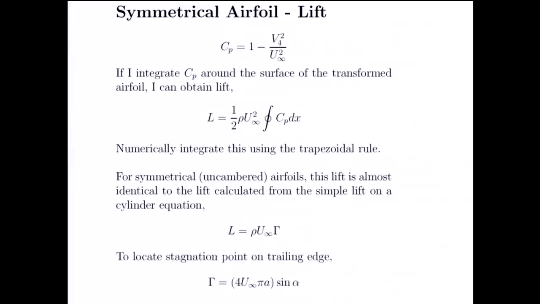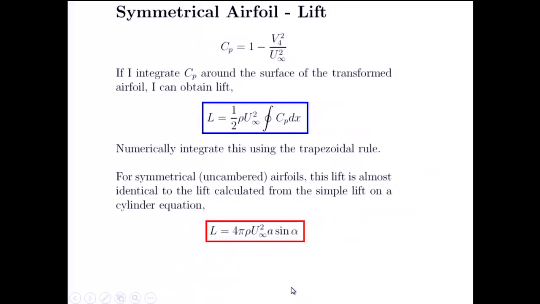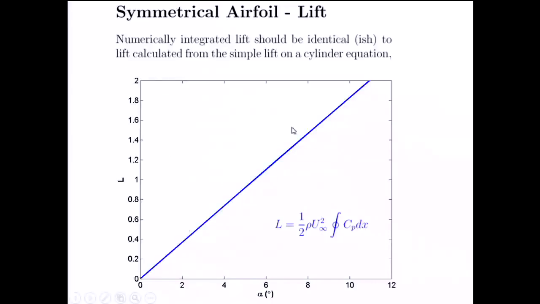And this gamma is just the circulation, which can be replaced by this expression. Okay, here's the result. This is what we get by numerically integrating the pressure around the airfoil. The blue line is that. And then the red line is that equation we derived from the cylinder case. They're very close to each other. And it's almost linearly proportional to sine alpha, the angle of attack, which means that if you have a higher angle of attack, the airfoil can generate a higher lift.